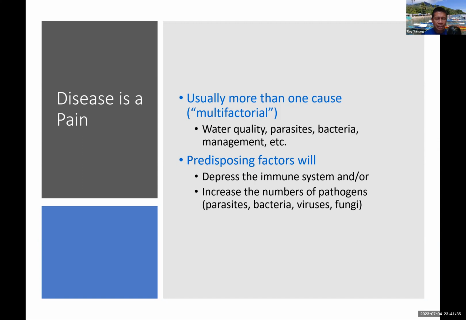Predisposing factors that will be problematic will depress the immune system and/or potentially increase the number of pathogens, parasites, bacteria, viruses, fungi, water molds in the system. So any of the things that we're going to talk about a little bit later that will predispose problems with the fish's health and immune system or increase the number of pathogens are going to also precipitate disease.